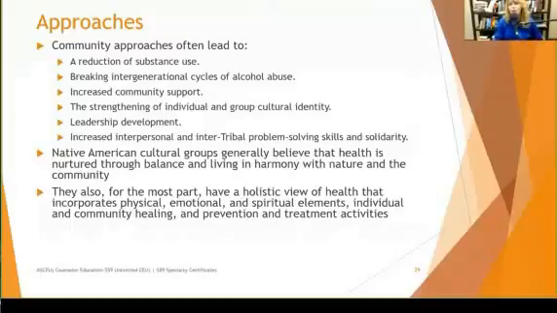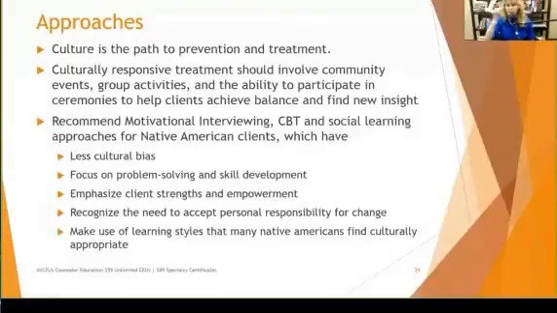Native American cultural groups generally believe that health is nurtured through balance and living in harmony with nature and the community. They also, for the most part, have a holistic view of health. The approach that emphasizes culture is effective here because Native Americans believe culture is the path to prevention and treatment. Culturally responsive treatment should involve community events, group activities, and the ability to participate in ceremonies to help clients achieve balance and find new insight.